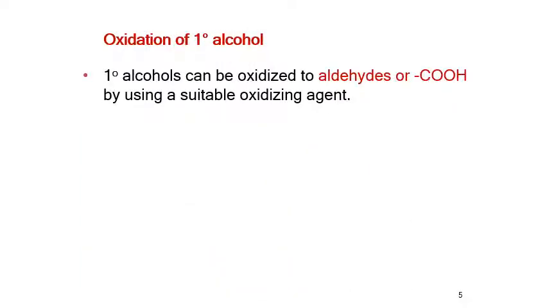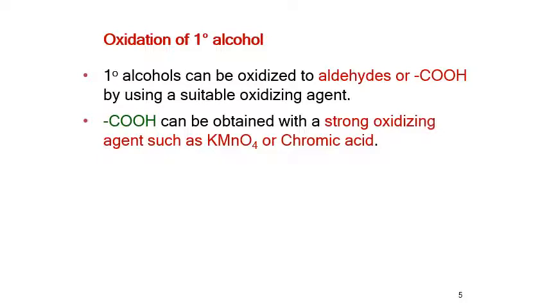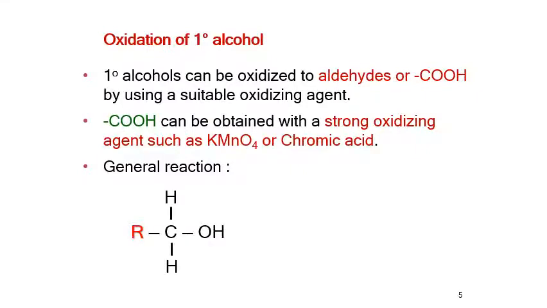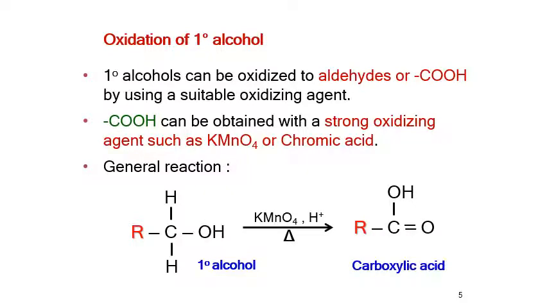Oxidation of primary alcohol. Primary alcohols can be oxidized to aldehyde or carboxylic acid by using a suitable oxidizing agent. Carboxylic acid can be obtained with a strong oxidizing agent such as KMnO4 or chromic acid. General reaction: primary alcohol treated with oxidizing agents such as KMnO4 H+ heat produces carboxylic acid.